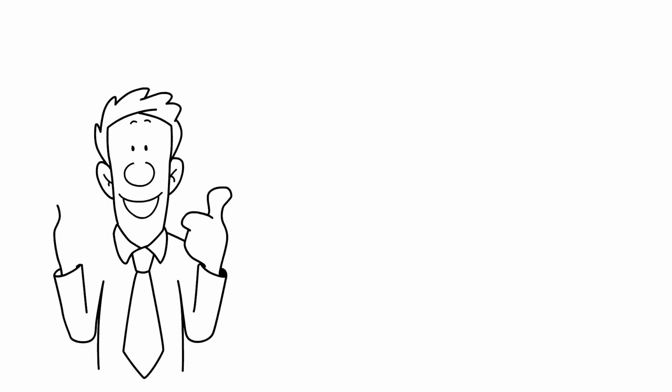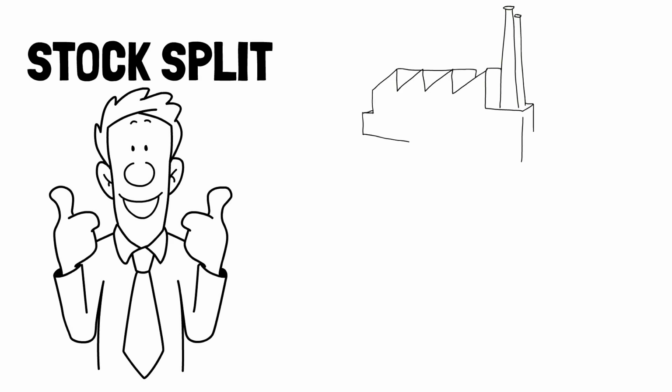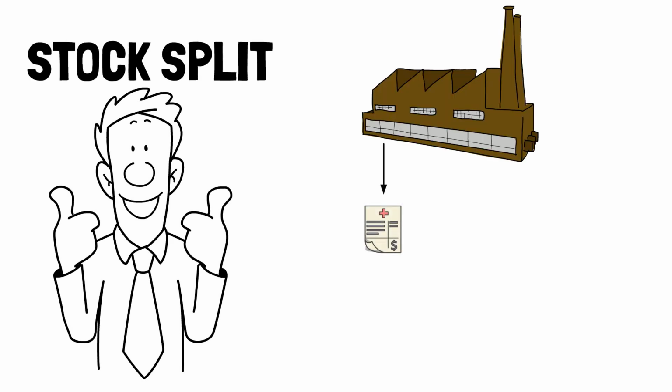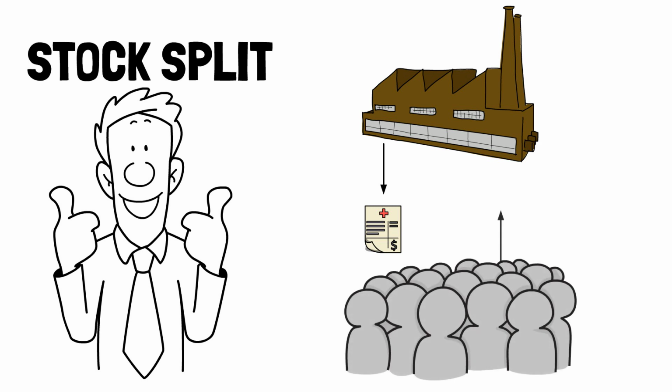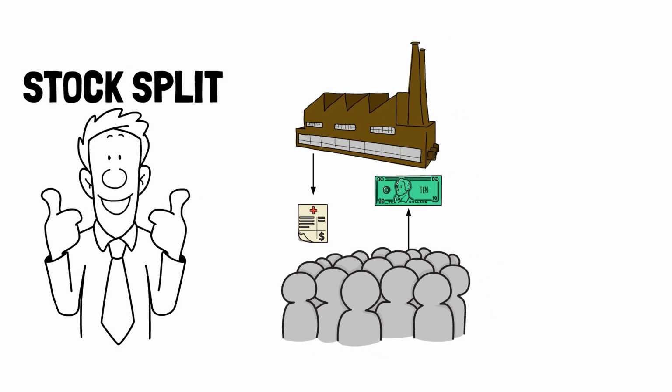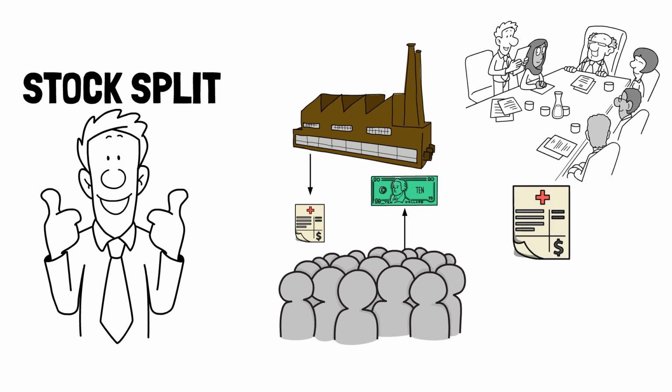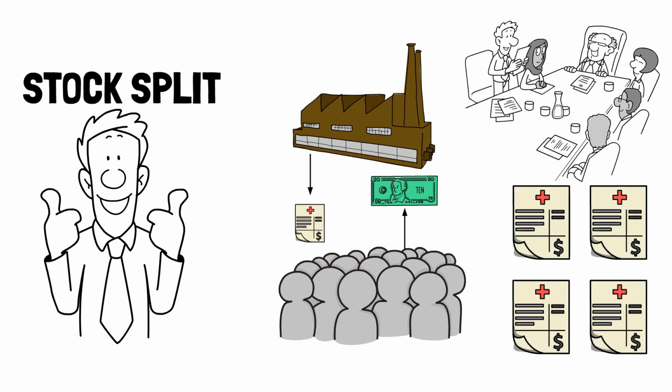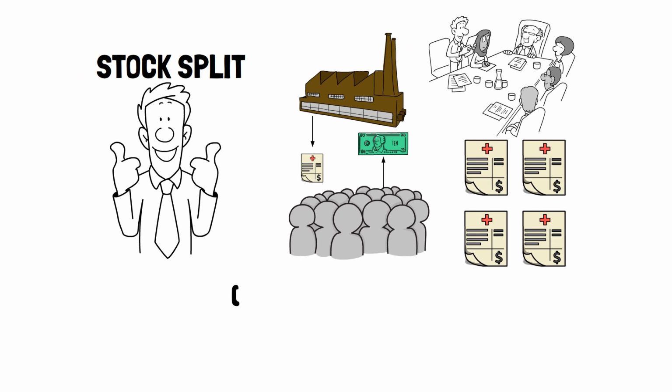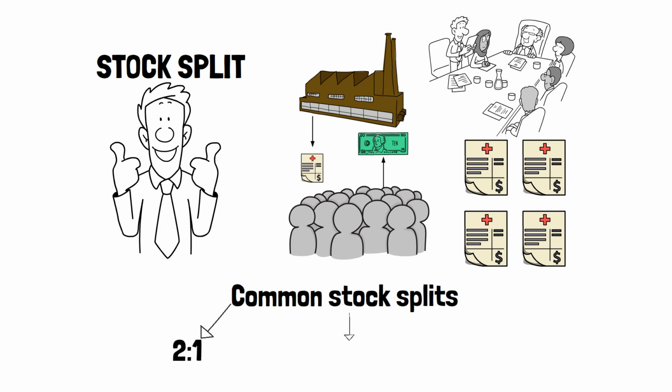Okay, so let's break down what a stock split event is in simpler terms. When a company goes public, they give out shares of stock to people who invest in their company. A stock split is when the company's bosses decide to make more shares available by multiplying the amount they have. They decide how many new shares they want to make, and there are a few different ways they can do it. The most common are 2-for-1, 3-for-1, and 3-for-2 splits.